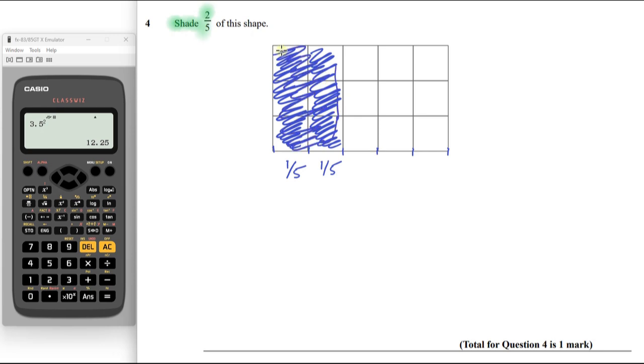I'm not going to shade every tiny little bit here, but basically 1, 2, 3, 4, 5, 6 squares you need to shade. And it doesn't matter which 6 squares. You could pick random ones, but that would be a bit silly. But 6 squares out of these 15 you will need to shade.